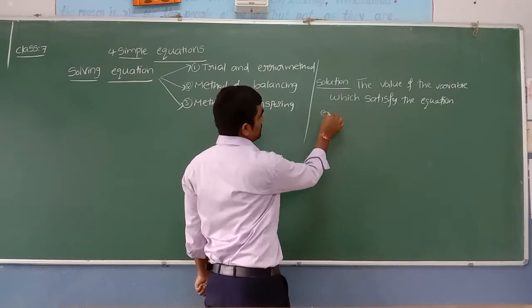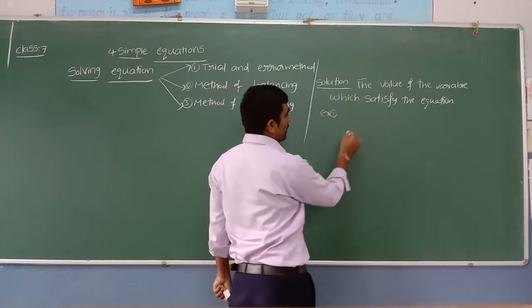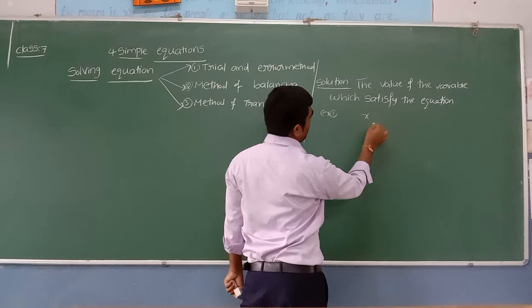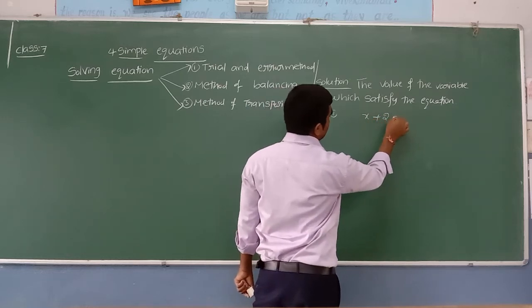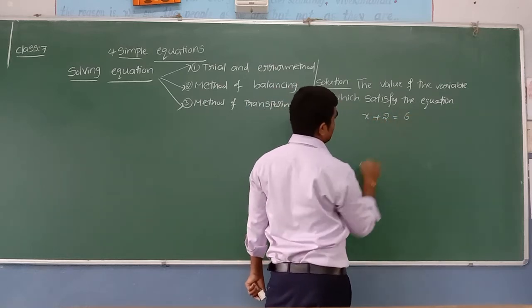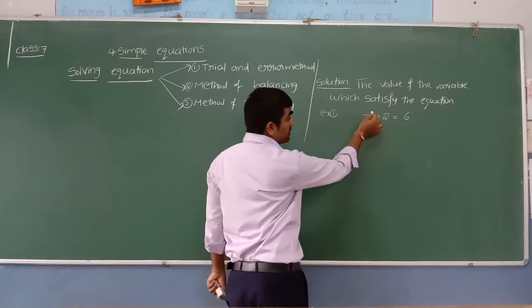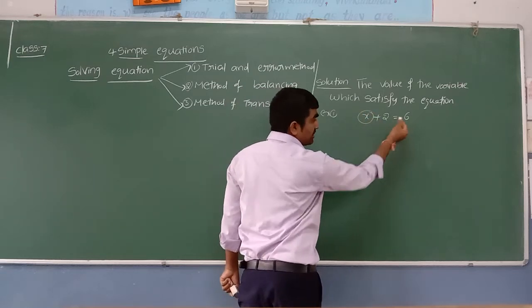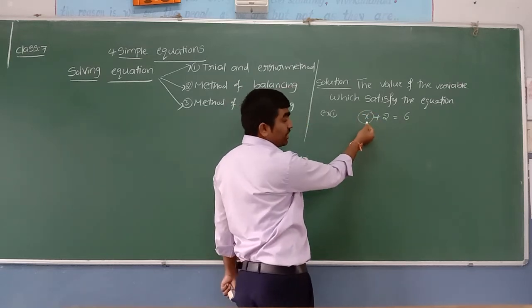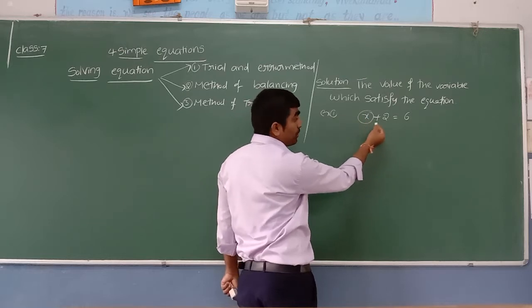I took one example just now. Let me take one more example here. Let me take x plus 2 is equal to 6. Now tell me, what can we replace in the place of x to get 6? Yes, we can write 4 in the place of x. 4 plus 2 is equal to 6.